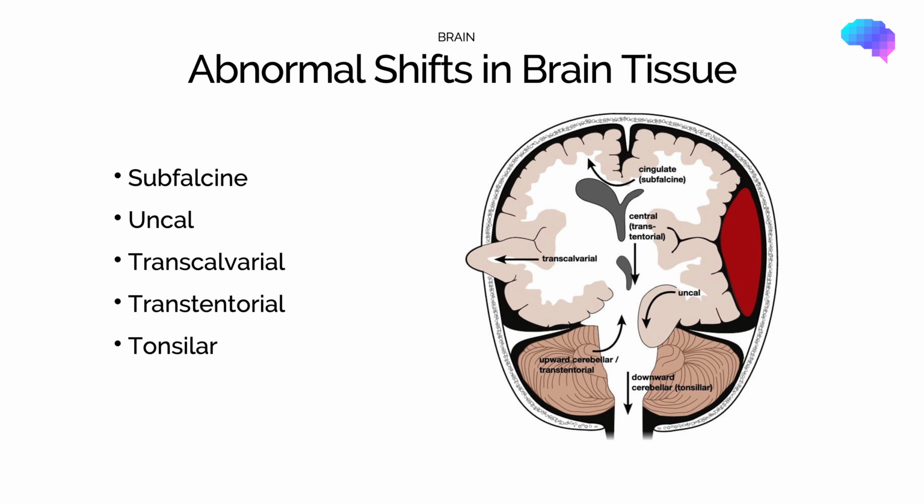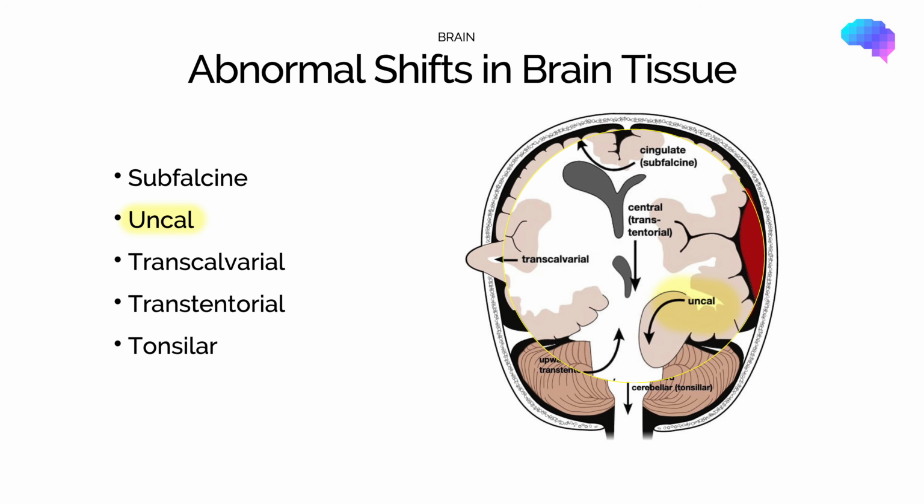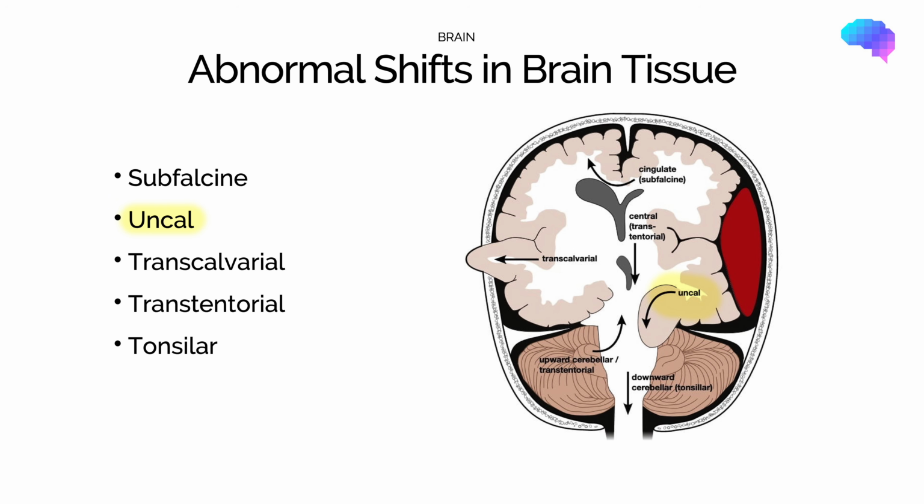If we take a little look further down the image towards the centre, we can see uncal herniation or transtentorial herniation, which involves the medial temporal lobe being pushed down due to a mass above it across the tentorium cerebelli. Now, the tentorium is essentially the distinction between the cerebellum and the brain tissue itself.